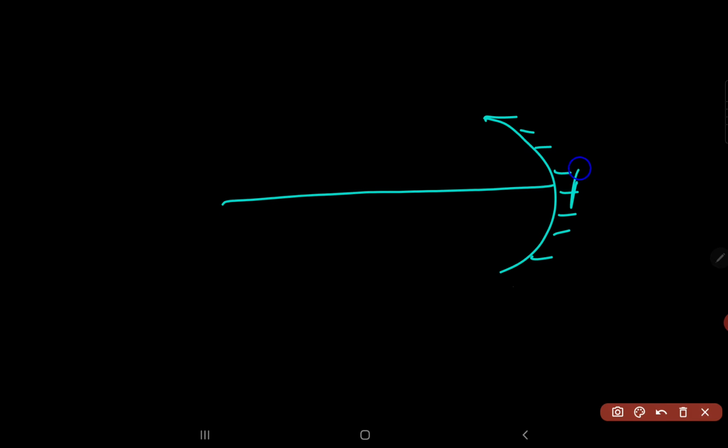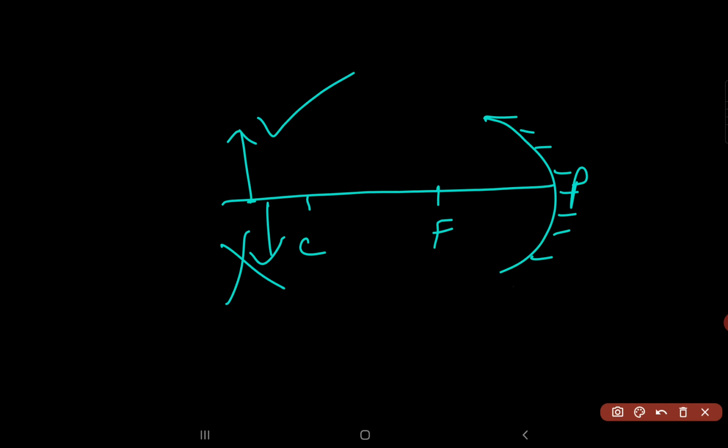So let us draw for a concave mirror. This is a concave mirror, right? This is the principal axis, suppose this is the pole, this is the focus, and this is the center of curvature. Then the object should always be placed on the left hand side, and rule number 2 says that it should be placed above the principal axis, not below. It should not be placed in this fashion. So this is the right way to place the object whose image has to be drawn. I hope you have understood. You can place it anywhere on the principal axis, but not below, right?